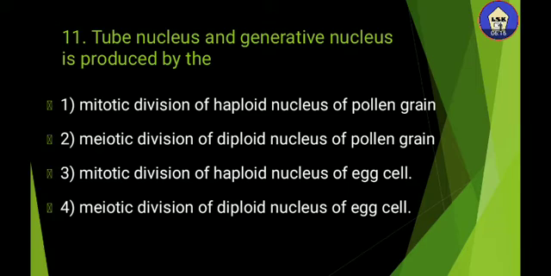Definitely option 3 and 4 are wrong, because they are not produced by the egg cell. Tube nucleus and generative nucleus are part of the pollen grains, so definitely 3 and 4 are wrong. So the answer should be either 1 or 2. And just remember, pollen grain is the origin. In both the options, it says the same, from the pollen grain. And the pollen grain is haploid. So in a haploid cell, there is no chance for the occurrence of meiosis. So definitely that should be the mitotic division. So mitotic division of haploid nucleus of pollen grain is the right option. Option number 1 is the right answer to question number 11.